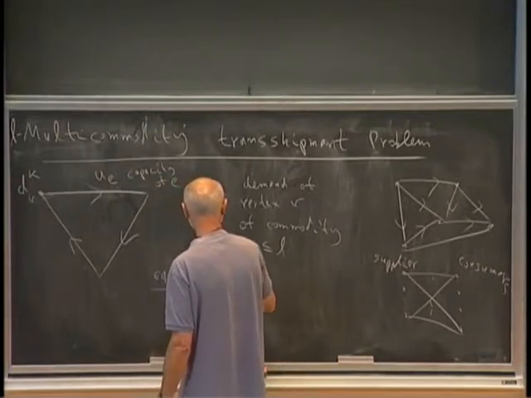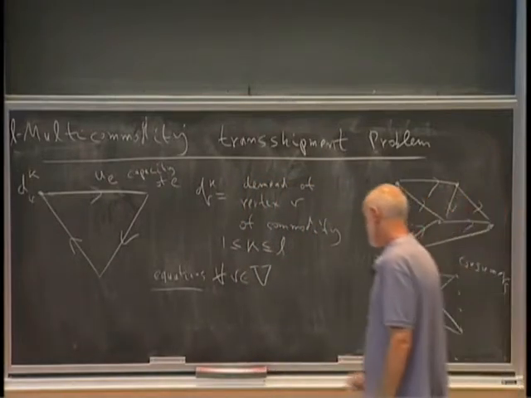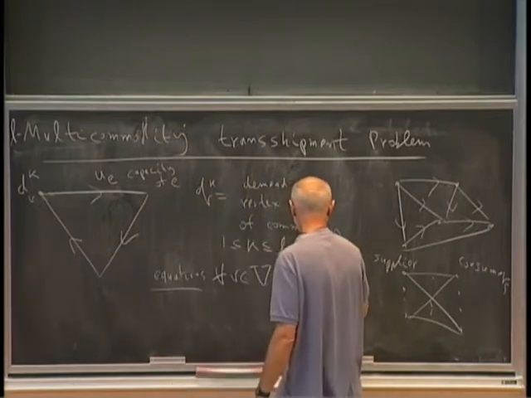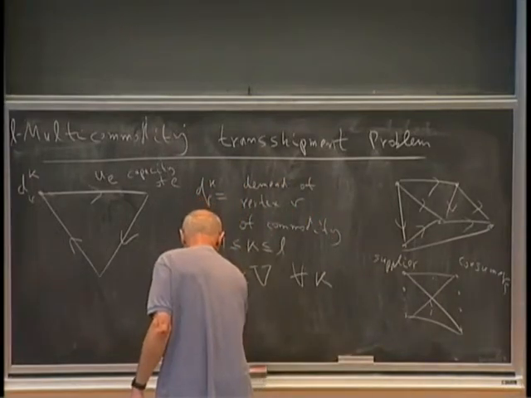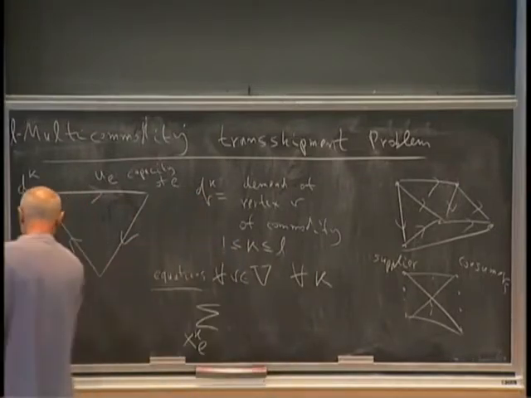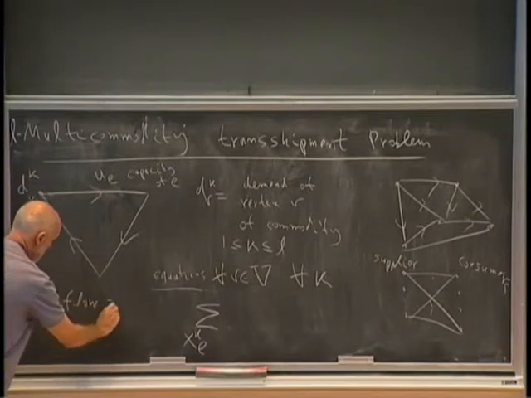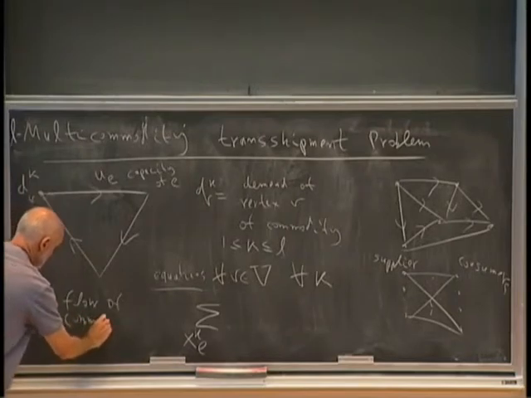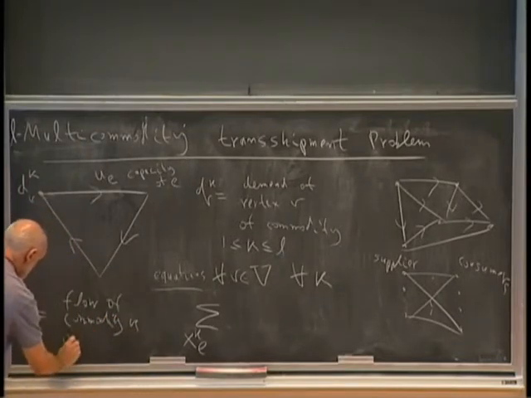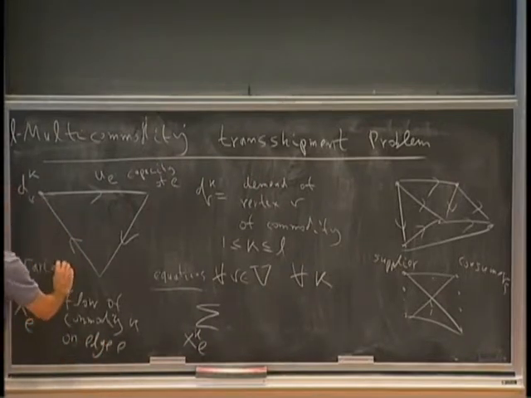So for every vertex in the graph, whatever comes in, and for every commodity... well, sorry, I should define it. So the variables are going to be the flow of commodity K on edge E. These are the variables. They are integer non-negative variables.